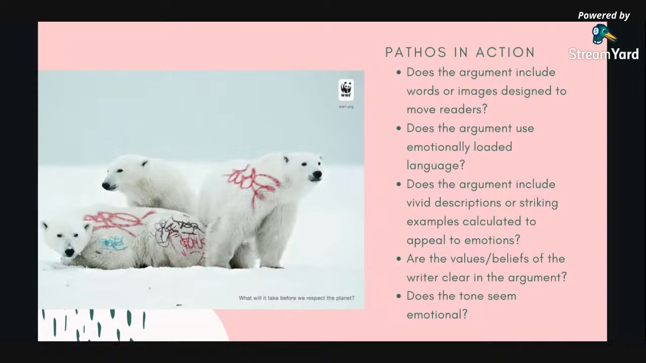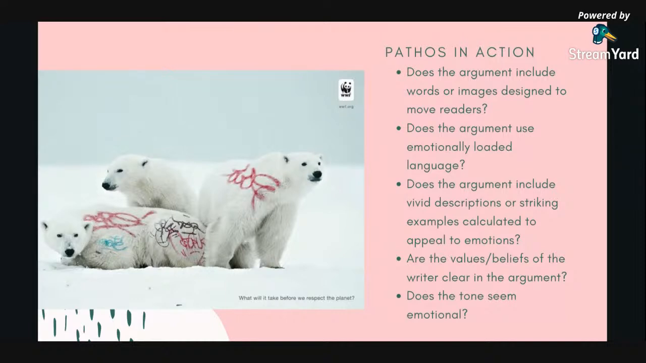You can also notice how the words on the bottom, while they are easy to see, aren't the first thing you look at. The animals are, right? So that image is what takes center stage. Does the argument use emotionally loaded language? I would say the word respect would definitely be a key word in that.